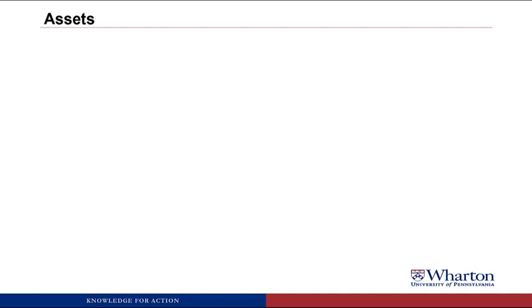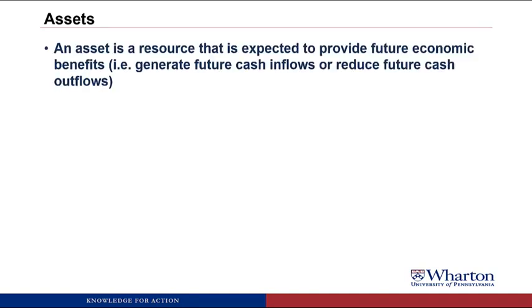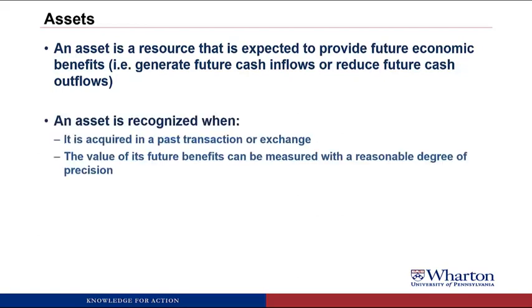Let's start with assets. An asset is a resource that's expected to provide future economic benefits. That means it's either going to generate future cash inflows or it's going to reduce future cash outflows. There are two criteria that we use to decide when to recognize an asset. First, it must be acquired in a past transaction or exchange. And second, the value of its future benefits can be measured with a reasonable degree of precision.